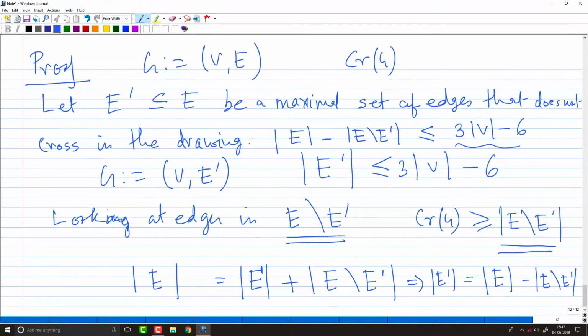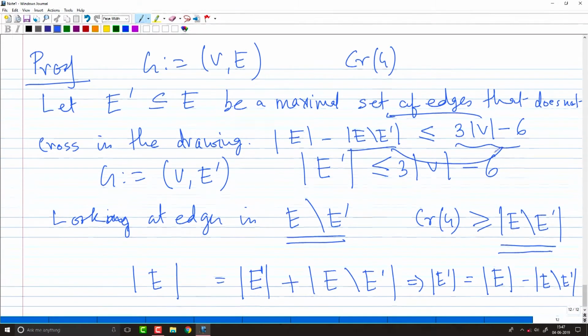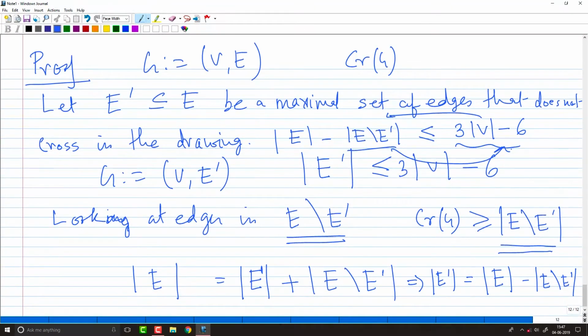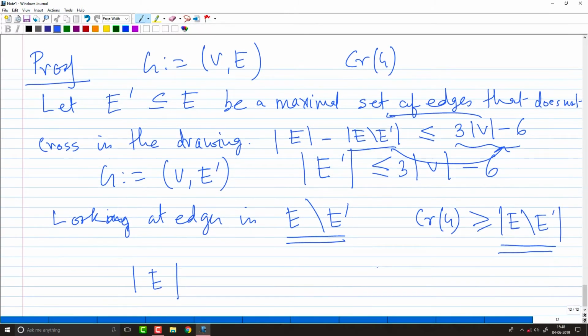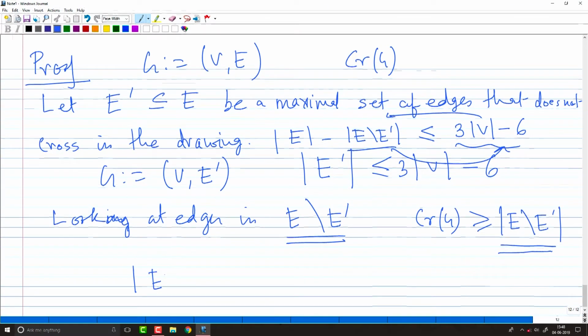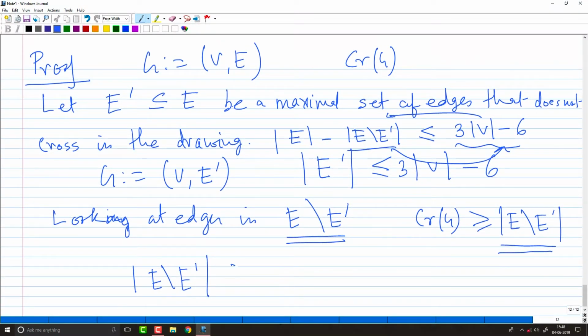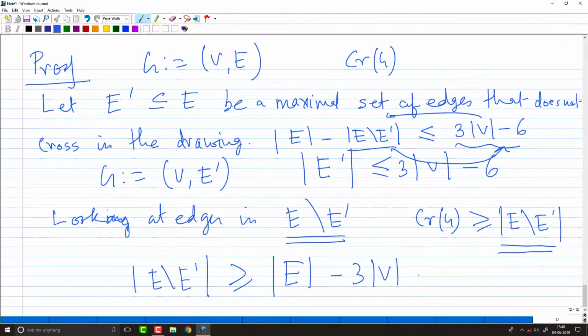I bring both of these terms on this side, this term I bring it here. So, what do I get? Let me just remove this equation and write it here directly, so I do not go to a new page. We will get the size of E minus E prime is greater than or equal to size of E minus 3V plus 6, but I know the number of crossings is greater than this. So, this completes the proof.